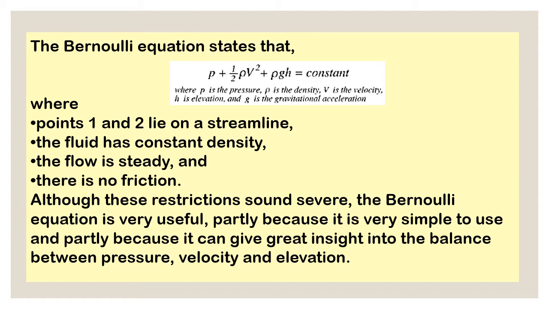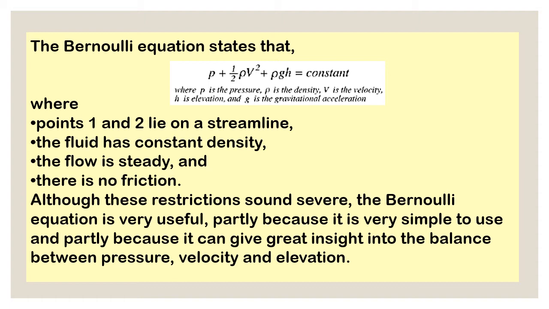With the definition, we can write it in mathematical form: P plus 1/2 rho V squared plus rho g h is equal to constant, where P is the pressure, rho is the density, V is the velocity, h is the elevation, and g is gravitational acceleration.